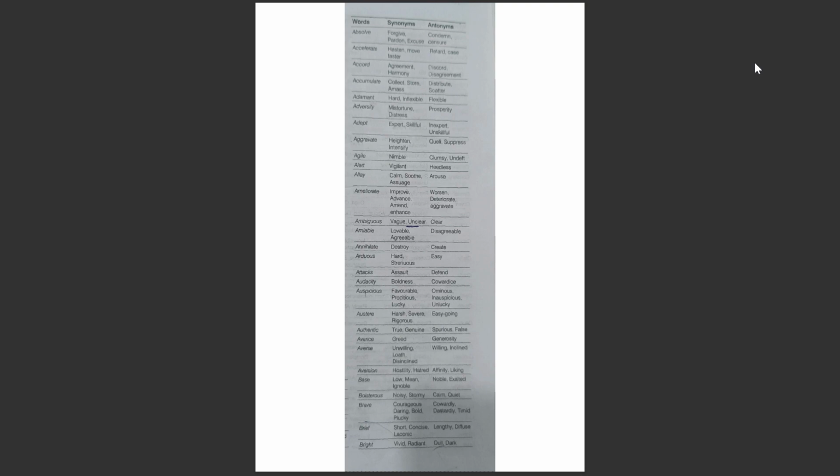Base means low. Someone who is mean and downright mean to you, and someone who is extremely not noble is what base means. And the antonym for the same is someone who is noble, exalted, a very highly generous man. That is what the antonym would be.